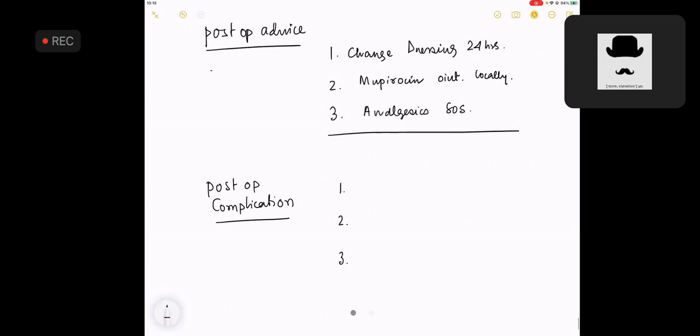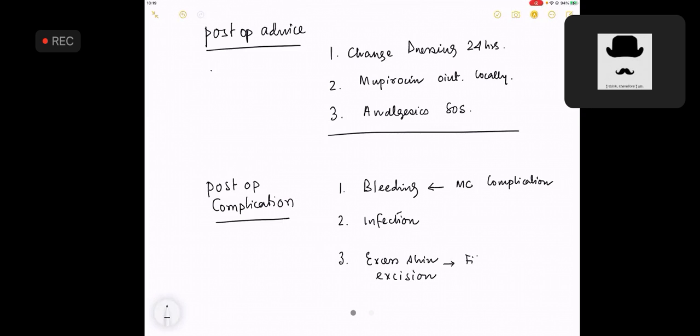Number 1, in the post-op complication story, the number 1 complication always is bleeding. This is the most common complication after any circumcision. Number 2 is infection, which is a less common event. And number 3, excess skin excision is going to produce a fibrosis or a fibrotic scar, which leads to a later contracture, which is a very bad thing to happen. But we have seen all things happening, so that is really bad.